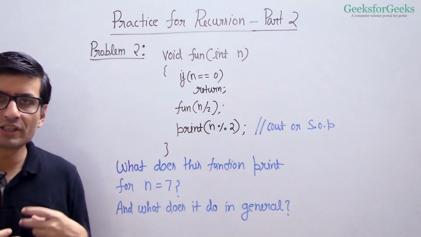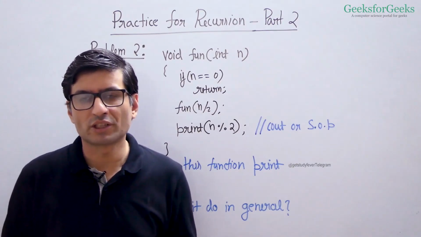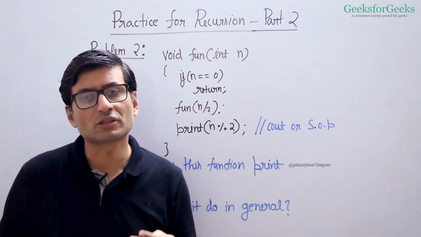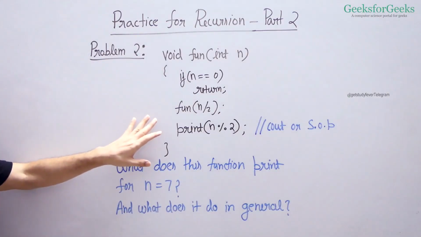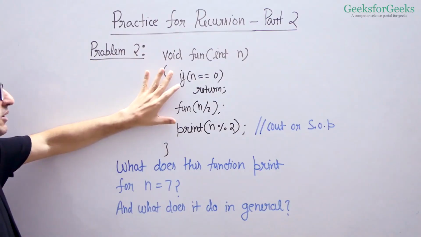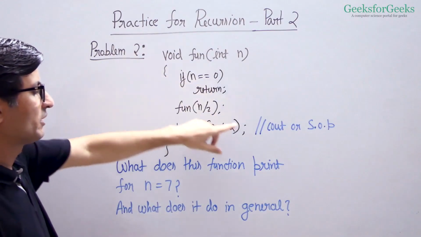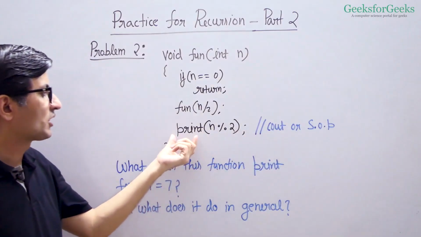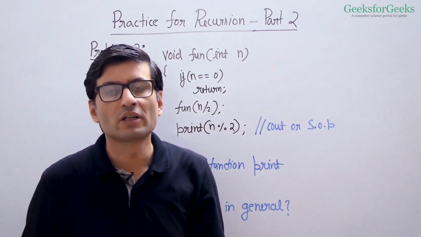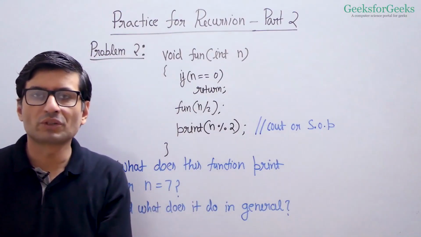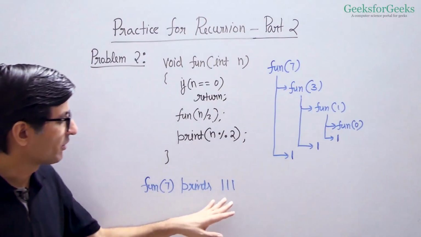Please take a closer look at this function and try to guess the output of this function for n equal to 7, and also try to guess what this function does in general. I have written here some pseudo code, which is close to both C++ and Java. So in C++, you need to replace this print statement with cout, and if you program in Java, then you need to replace this print statement with System.out.print. Now please pause this video and try to guess the output of it. The output of this program is 111.